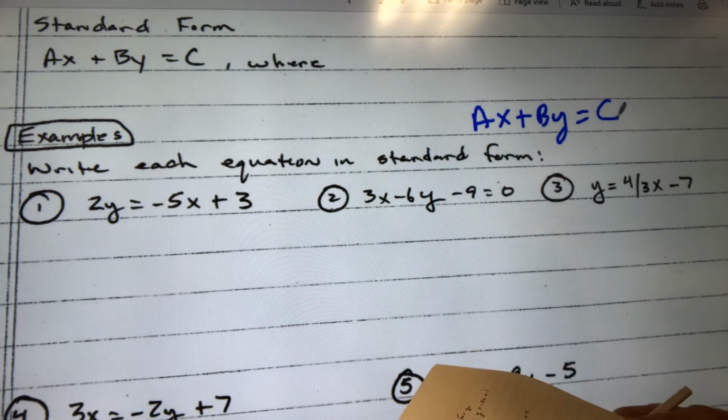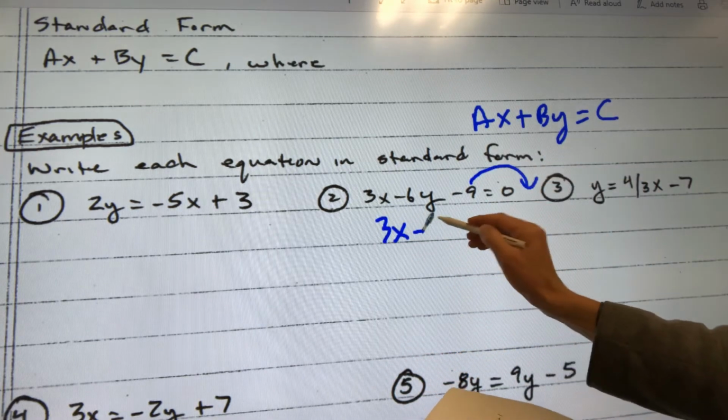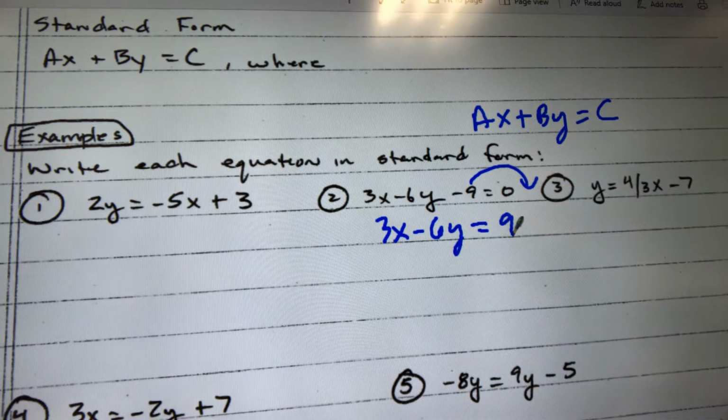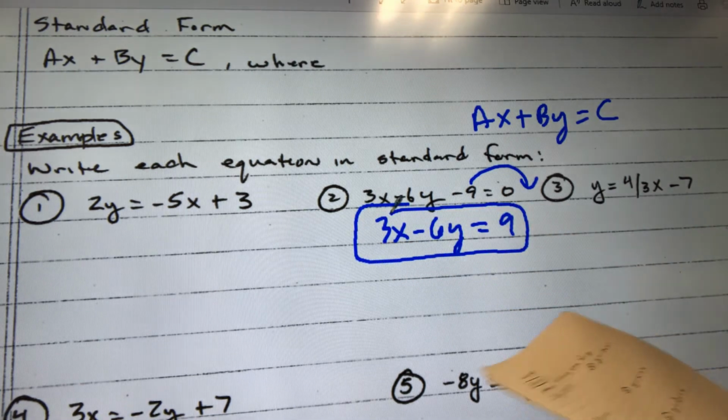All right, so number 2 here. X and y are on the same side. Move that over. 3x minus 6y is 9. The first check you do, do you have any fractions on x and y? No. Is x positive? It is. This is standard form. Let me do 3 with you.